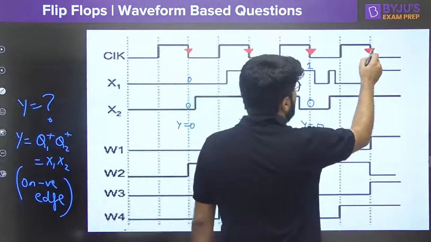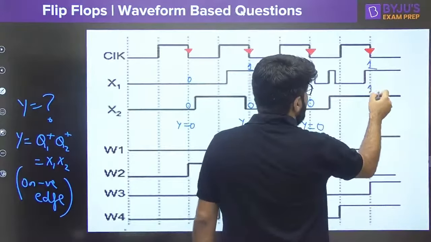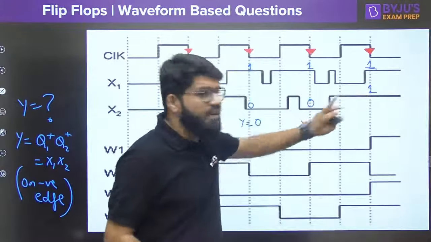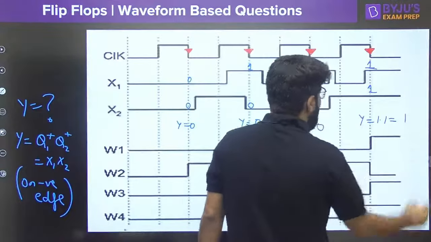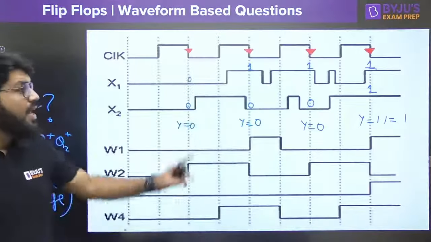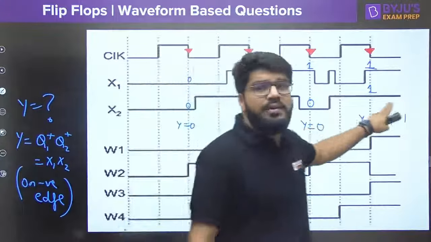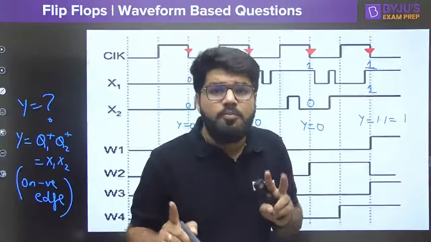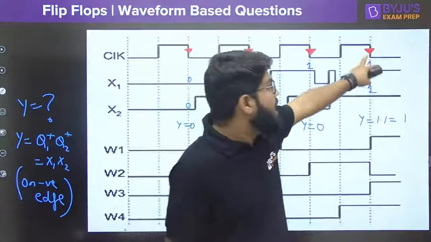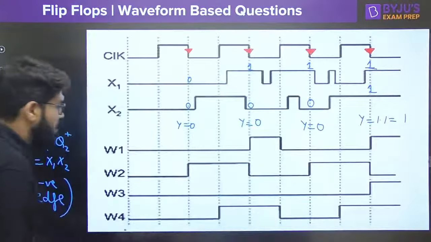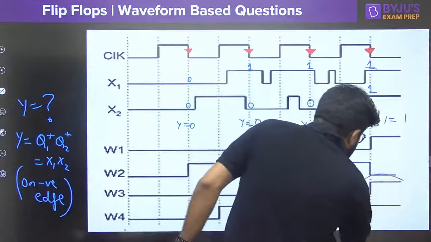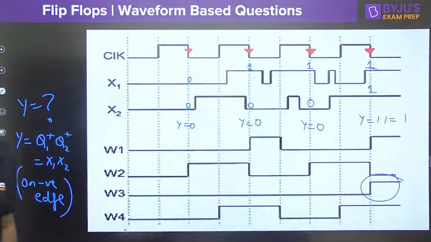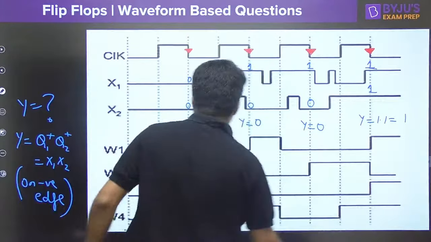Now coming to the final edge, here both the waveforms are at 1. So Y is equal to 1 AND 1, and the AND of 1 and 1 is equal to 1. So for the first time the output will rise high, at the last clock edge. So which waveform corresponds? It should be 0, 0, 0, and it will only rise high at the last negative edge, and that is W3.